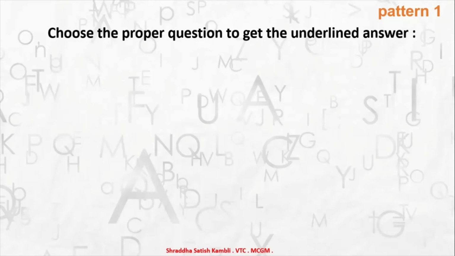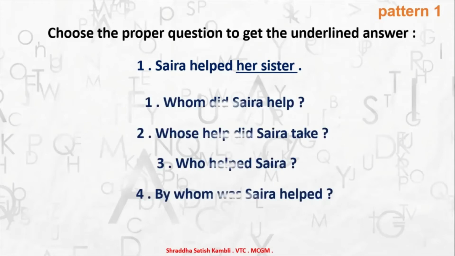So we start first with pattern 1, where the question is choose the proper question to get the underlined answer. Now remember, the focus is on the answer. Okay, so Saira helped her sister. So the question which you ask, the answer should focus on her sister. Okay, so what will you ask? Will you ask, whom did Saira help? Whose help did Saira take? Who helped Saira? By whom was Saira helped?